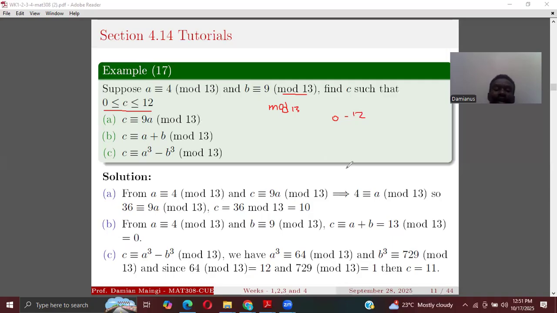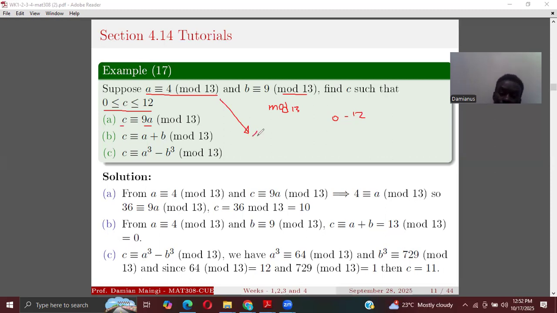What is it? I don't want you to look at the solution; you've had the notes anyway. How you tackle this is to use what you already have to make what you are working out look like what you have. What do you have? You have A is congruent to 4 mod 13.